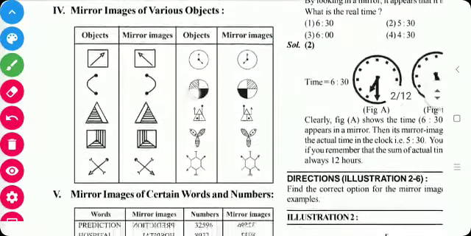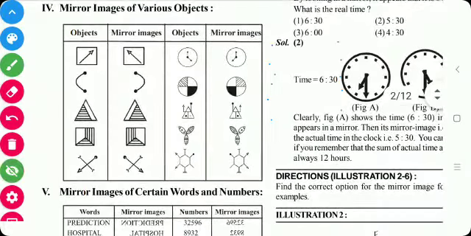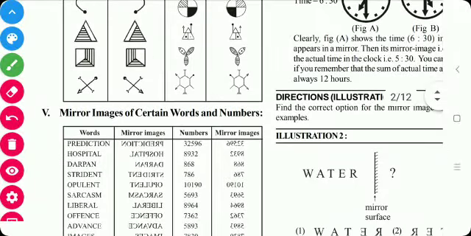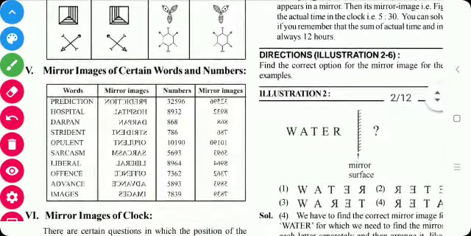These are the mirror images of various objects. We have to observe that. See, these are inverted images. And next are mirror images of certain words and numbers.